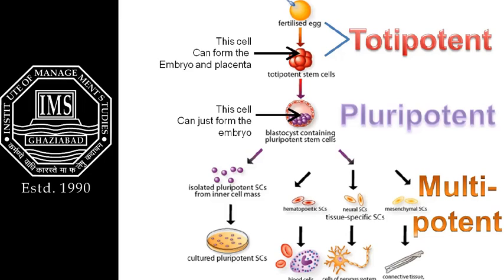Totipotent stem cells come from embryos that are less than 3 days old. These cells can make the total human being because they can form the placenta and all other tissues. Pluripotent stem cells come from embryos that are 5 to 14 days old. Embryos and fetuses that are older than 14 days do not contain pluripotent cells. These cells can form every cell type in the body but not the placenta.